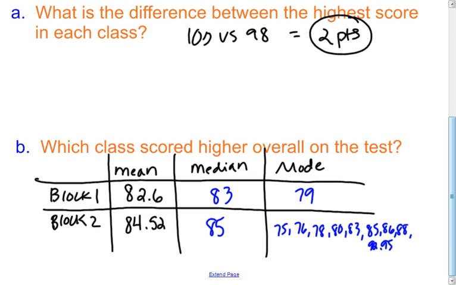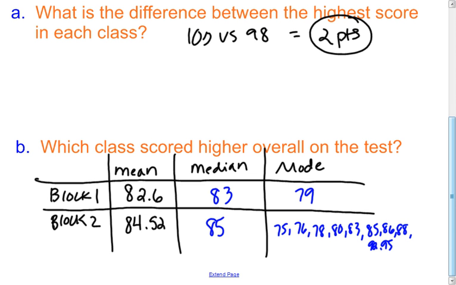If I wanted to answer the question, which class scored higher overall? I certainly could compare their means because there are no crazy high or crazy low numbers on either set of the data. So the mean is a pretty good representation of both block 1 and block 2. So I could compare their means. According to their means, block 2 would be higher. According to their medians, I don't have any clusters of data that are either real low or real high or far away from the other set of data, so I could also compare their medians.